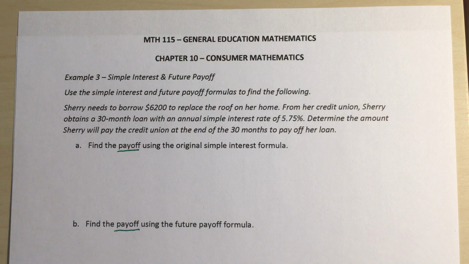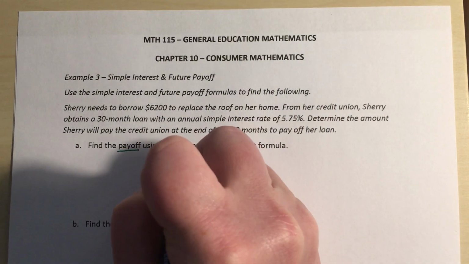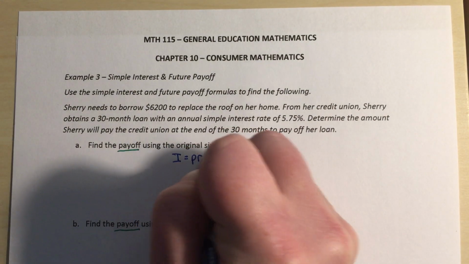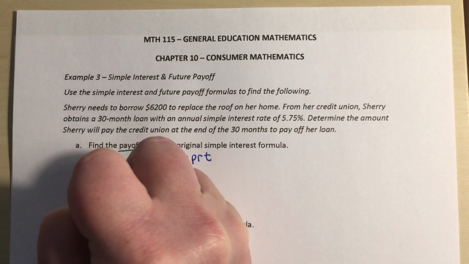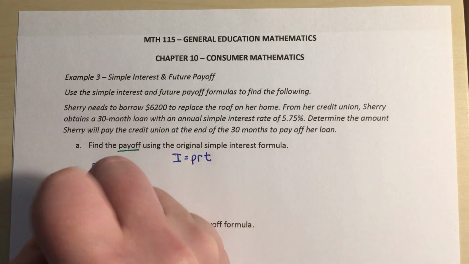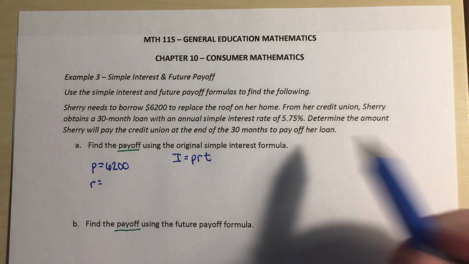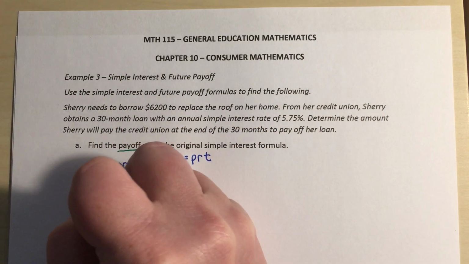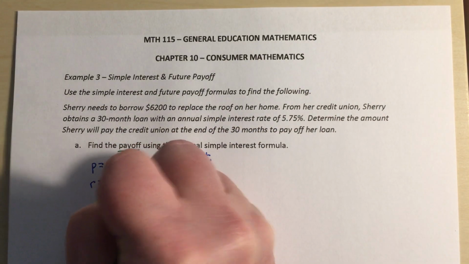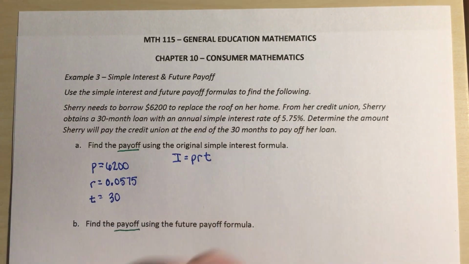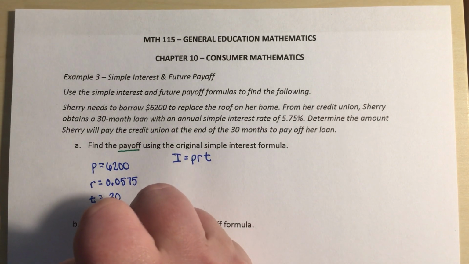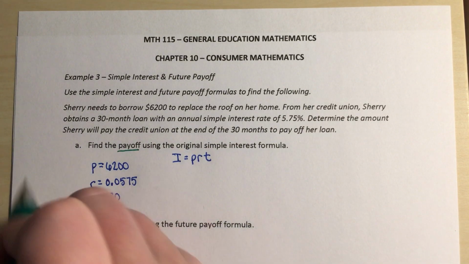All right, I'm still going to start the same way I did in the previous examples. I'm going to start by listing off the different pieces of my formula. Again, my formula, I equals P times R times T. Our P is the 6,200 that needs to be borrowed. Our R, our interest rate, 5.75%, so 0.0575. Our time, notice that our time is given to us in months, right? So we have 30 months and we're going to divide it by 12 months in a year.